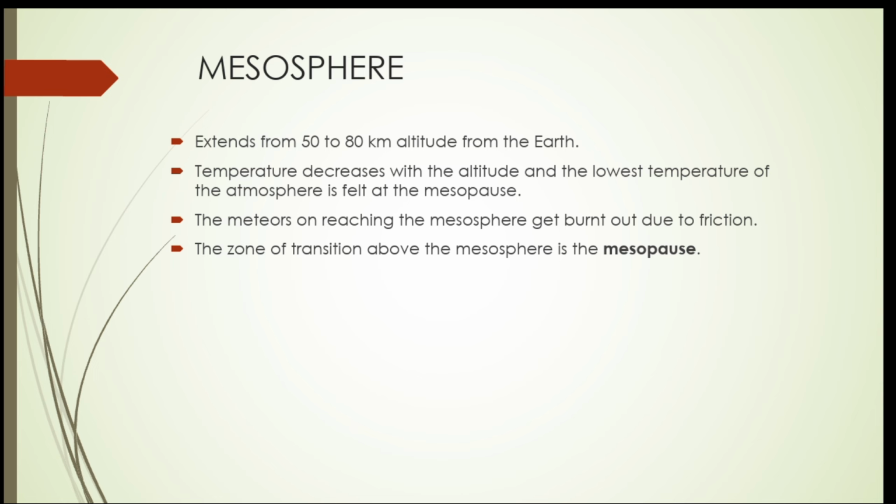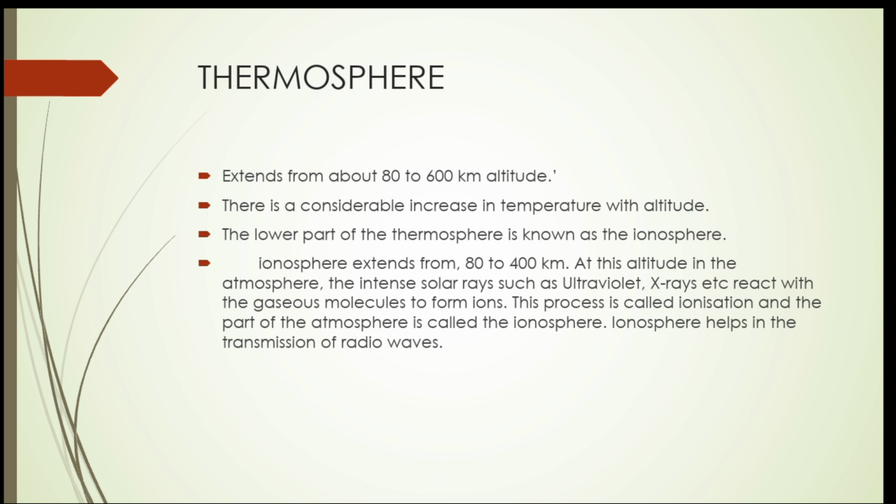The zone of transition above the mesosphere is the mesopause. The next layer of the atmosphere is the thermosphere. This layer extends from about 80 to 600 kilometers altitude. There is considerable increase in temperature with altitude. This is because as the altitude increases in this region, it gets closer to the sun. So there is direct influence of the sun and solar flares. Because of this, in this layer the temperature increases with altitude.